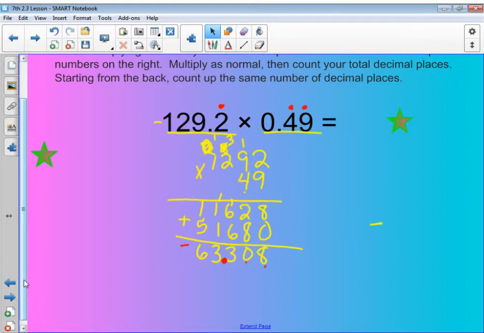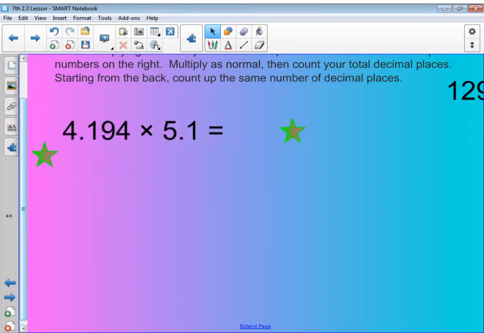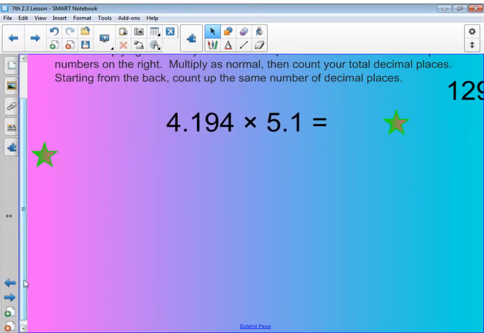Okay, so I want you guys to try this one. So you'll pause your video and work your way through this next one. And let's go ahead and make this negative. And that's it. Okay, so go ahead and pause your video and work your way through this problem.